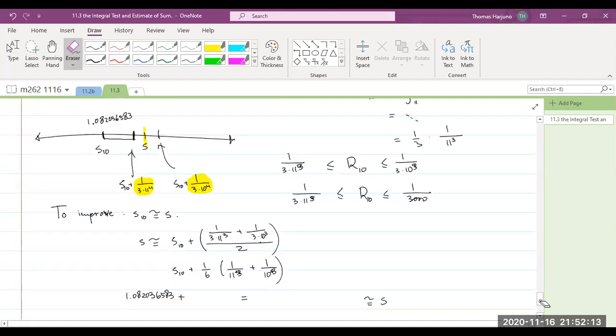Let me just use my calculator. 1/6 times the reciprocal of 11 cubed, plus the reciprocal of 10 to the -3, divided by 6. I get 0.00029188.